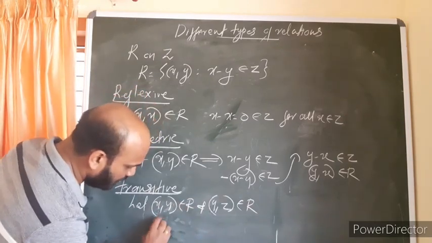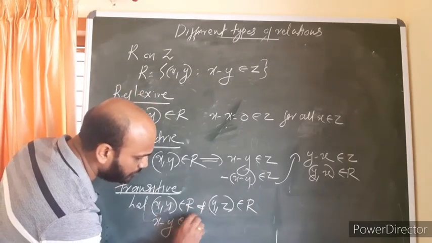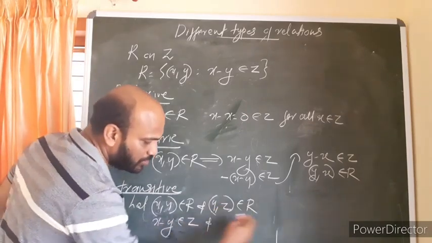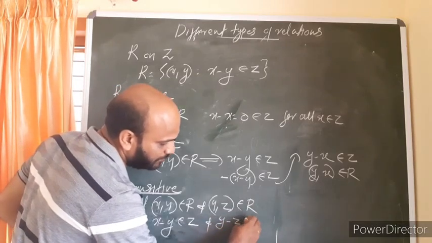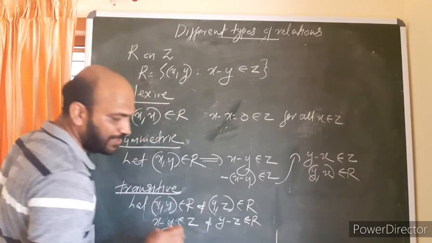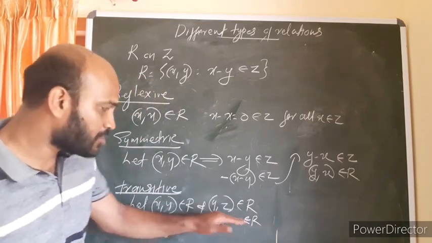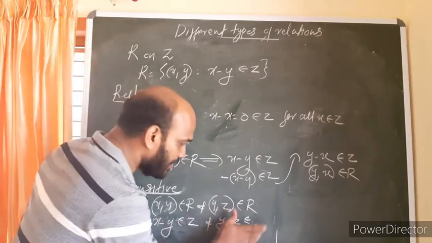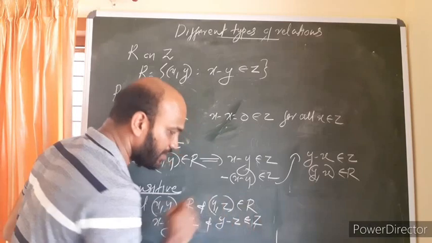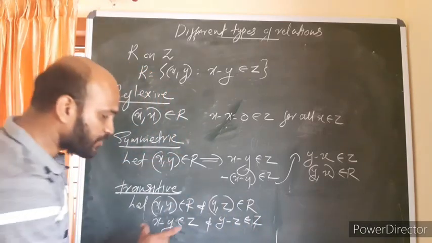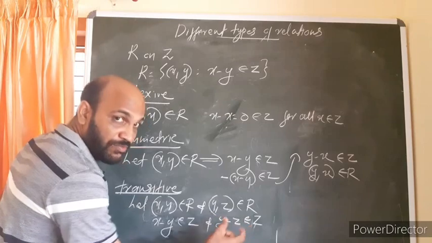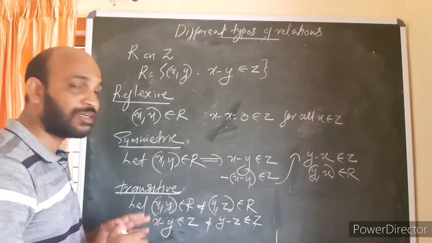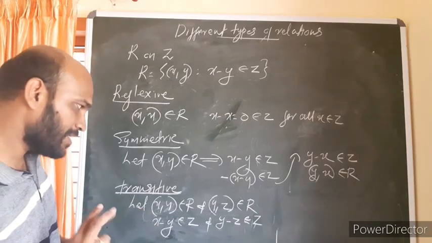Since (x,y) belongs to R, x minus y belongs to Z. X minus y is an integer, and since (y,z) belongs to R, y minus z belongs to Z. Y minus z is an integer. Now, by using these two conditions, we have to show that x minus z is an integer. It's not R, it is Z. So x minus y is an integer, y minus z is an integer. We want to show that x minus z is an integer. Then we can say that x is related to z. How can we say that x minus z is an integer?